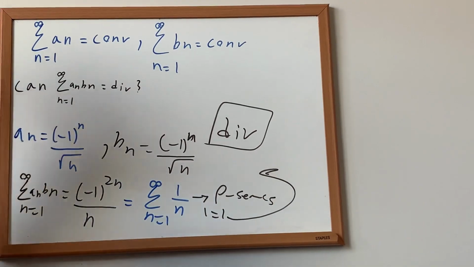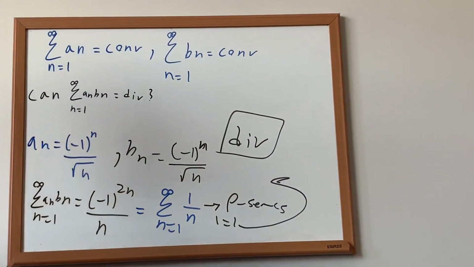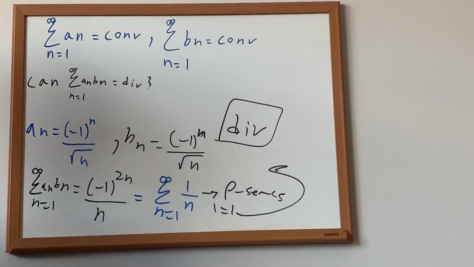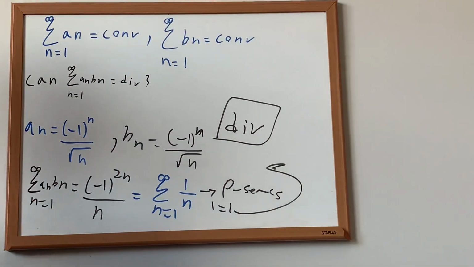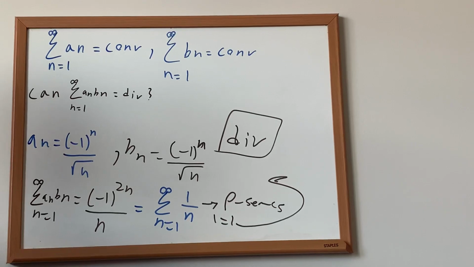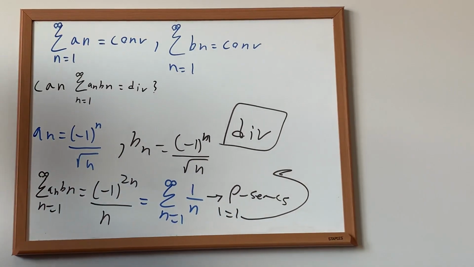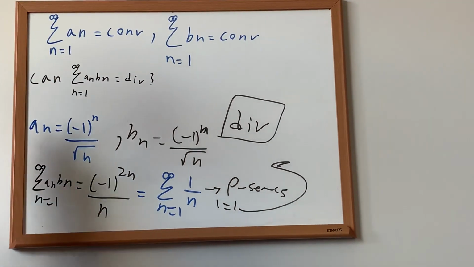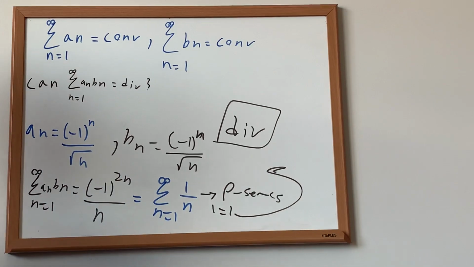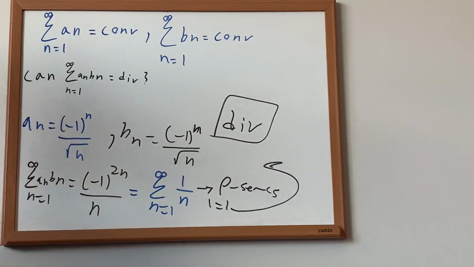For a counterexample, if we put 1 over n squared for an, we all know using the p series that 1 over n squared converges, and it converges to pi squared over 6. If we put 1 over n squared for both of them, and then find the product, we get 1 over n to the power of 4. And again, using the p series, 1 over n to the power of 4 also converges. So it doesn't match the question we want. But the expression with negative 1 to the power of n over square root of n for an and bn works.